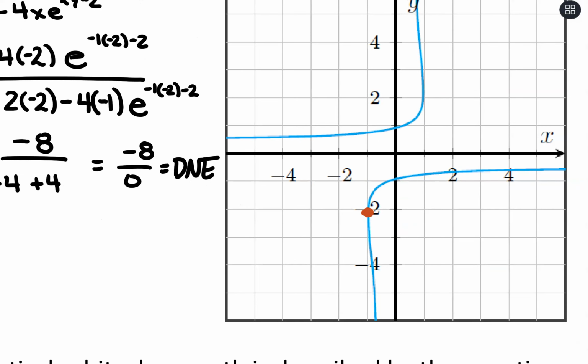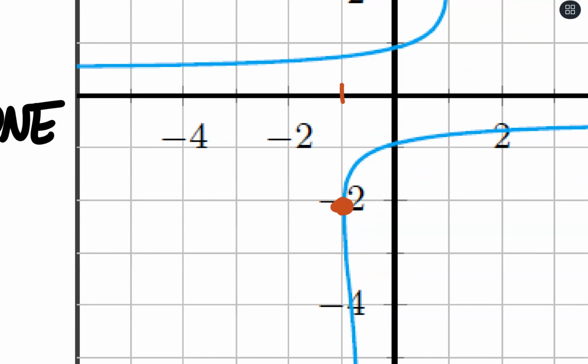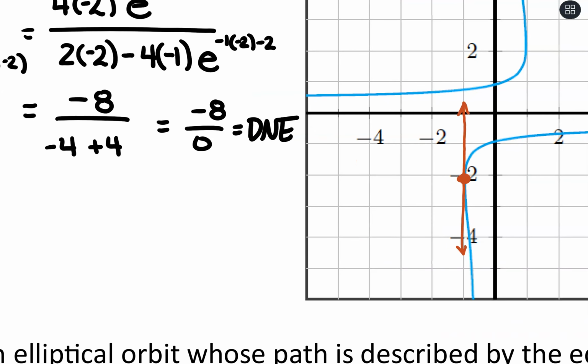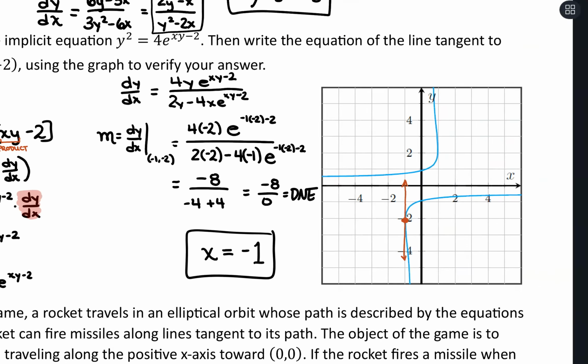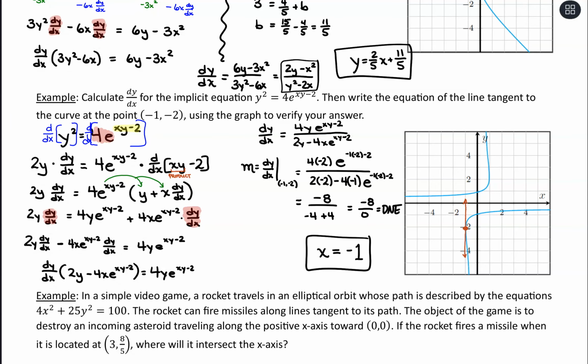So what that's telling me is that at that point, we are getting a perfectly vertical line. So the equation of my tangent line is going to be x equals, and then using my x coordinate of -1, that will be the vertical line. That is the equation of the tangent line. So when you get through this process and the slope does not exist, check the graph to see if you're getting a vertical line coming through, because you will have an equation of the tangent line even if the slope does not exist.